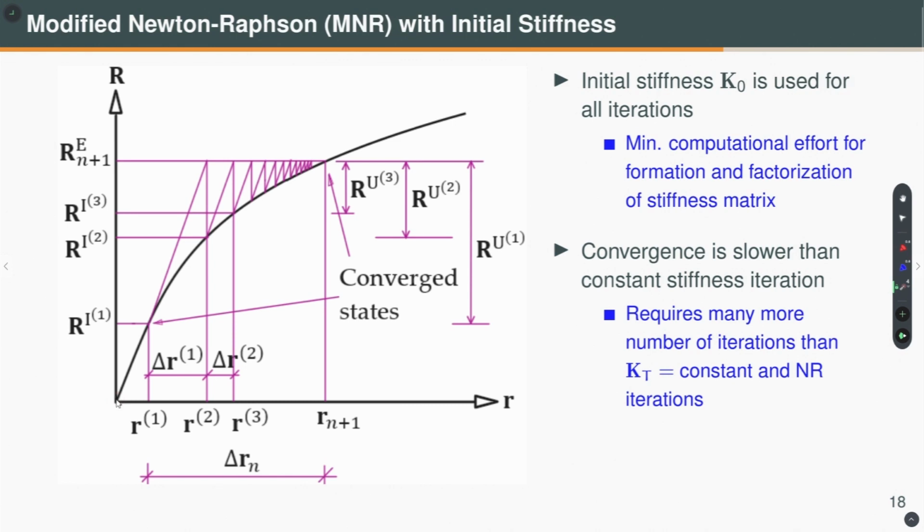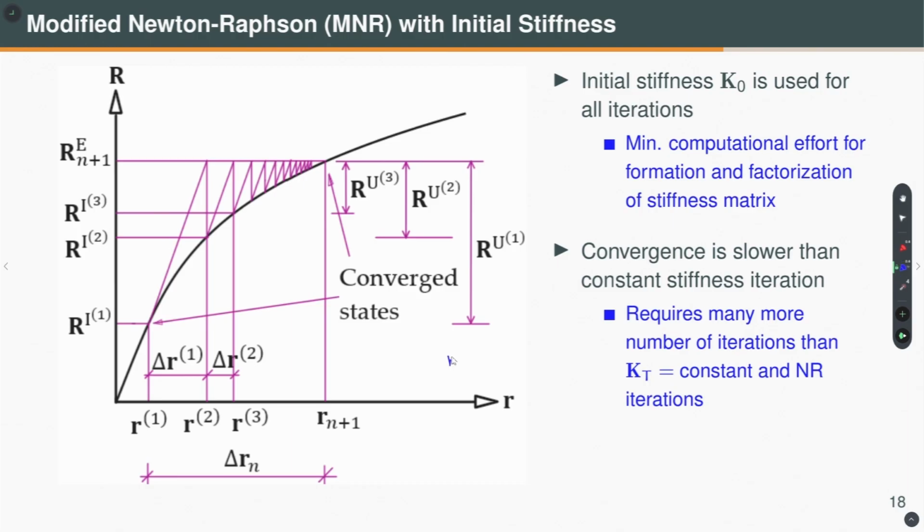Okay. So, that means this is the tangent stiffness matrix, tangent stiffness that we will be using all throughout. Okay. So, this one will be used here. So, these are all parallel lines, right. So, here the convergence is going to be even slower than the constant stiffness iteration. Okay. So, you need to do more number of iterations, but you do not have to develop the tangent stiffness matrix, do not have to factorize it.